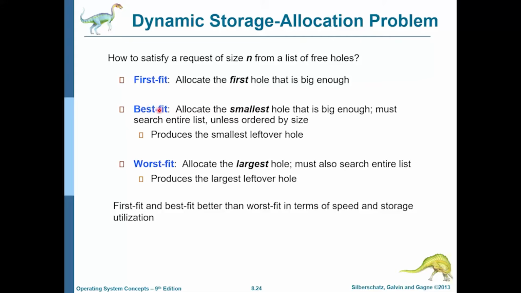Then there is a best fit. It will allocate the smallest hole that is just big enough to store the process. So it is not going to go for a huge hole and then take a small chunk of it. It will go through all the holes in the system and figure out which hole is just big enough for this process to fit in. And this produces the smallest leftover hole.